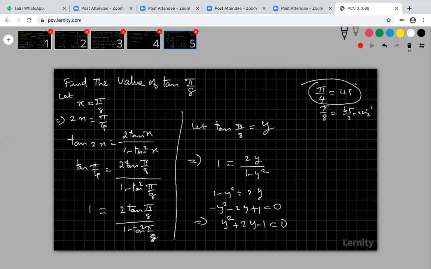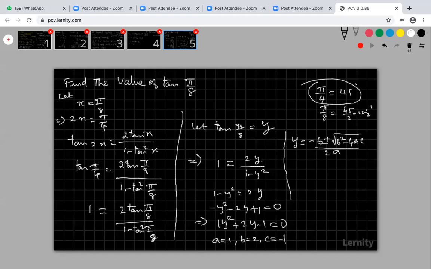Right. So now what is the question? Tan pi by 8. What is my tan pi by 8? That is nothing but y. That means find out y. Solve this quadratic equation, you will get y. How to solve the quadratic equation? Do you know the formula? Minus b plus or minus root over b square minus 4ac, divided by 2a. So here my a is 1, my b is 2, my c is minus 1.